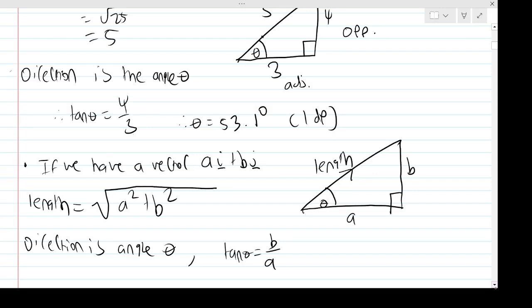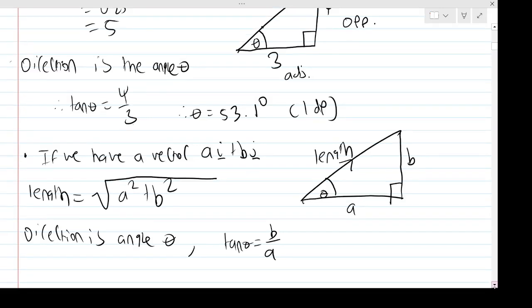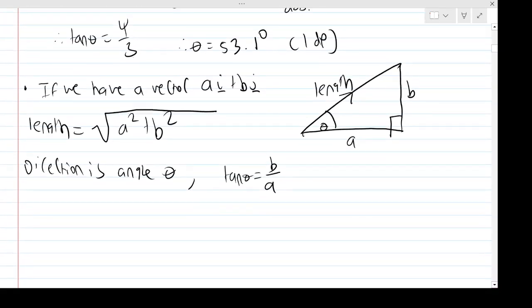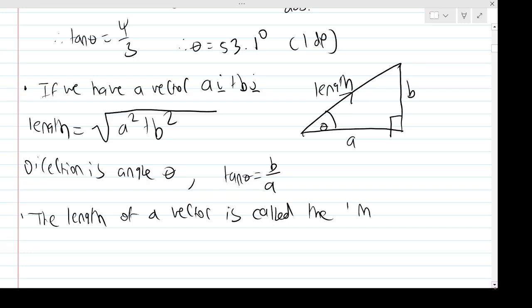We will look at some examples of that in a second. But I do need some notation to be a bit more precise. More specifically, the length of a vector is called the magnitude.